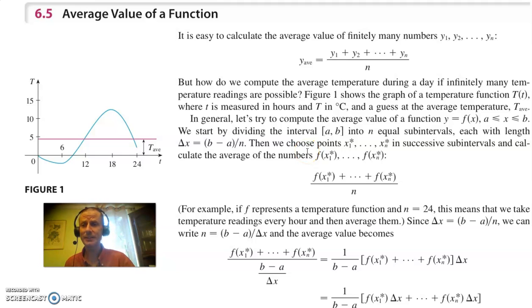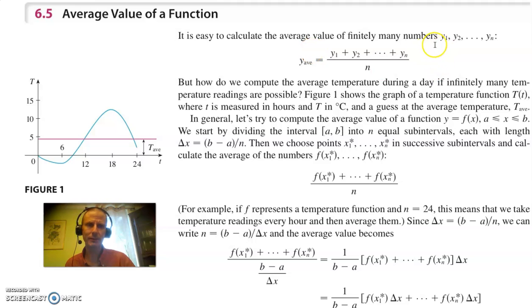Hi everybody, in this video I will be giving you my take on section 6.5, which is about the average value of a function. Now I don't have a ton to say about this topic because I think the book covers it pretty well, but there are some things that I really like in the book that I thought I would just reemphasize.